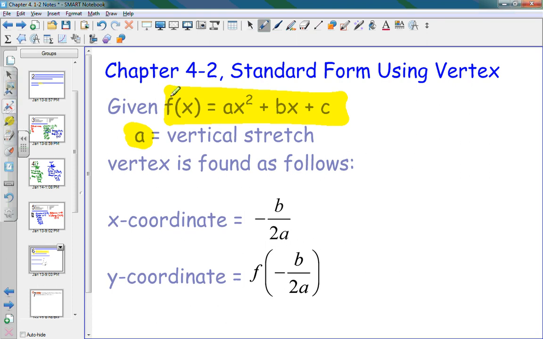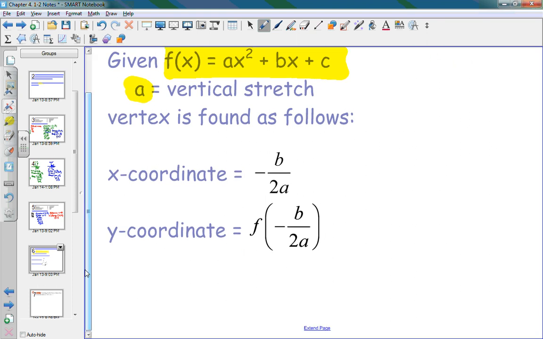However, the vertex is not just floating out there for you to pick out, right? Because you can't see the up, down, left, right, can you? So you have to find another way. The other way you're going to find it is by using the formula. The x-coordinate is equal to -b over 2a, and the y-coordinate is f at -b over 2a. Well, what is f the same thing as? Y. So what you're doing is simply plugging and chugging your x-coordinate in to find your y-coordinate.